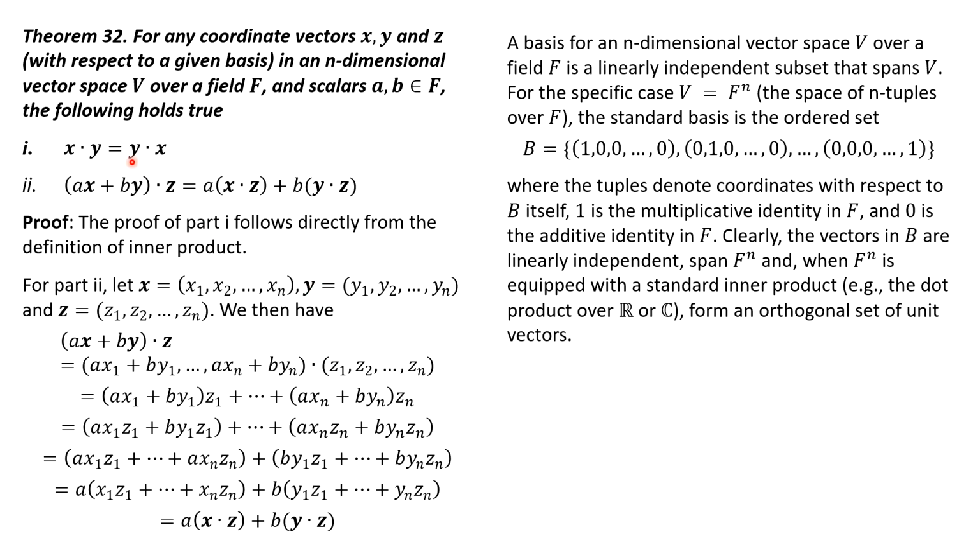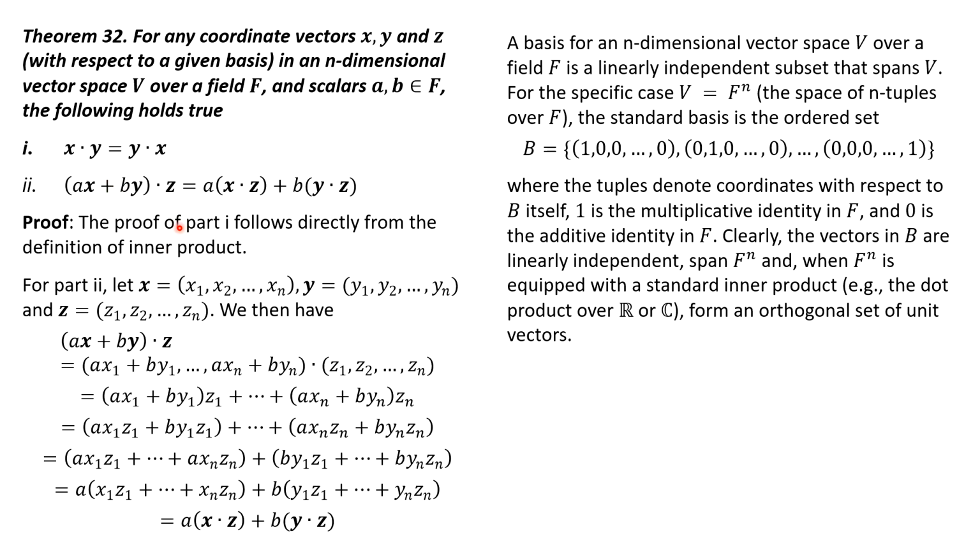The first part follows directly from the definition of inner product and the fact that we have a field here. So x dot y is basically x1 y1 plus x2 y2, and so on. And since the x sub i, y sub i terms are from a field, you can just switch the order and they equal y1 x1 plus y2 times x2 and so on. And you get this commutativity here.